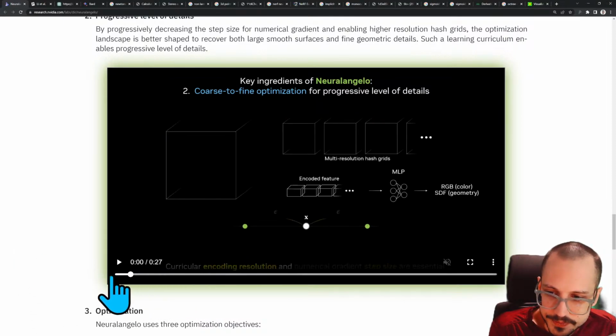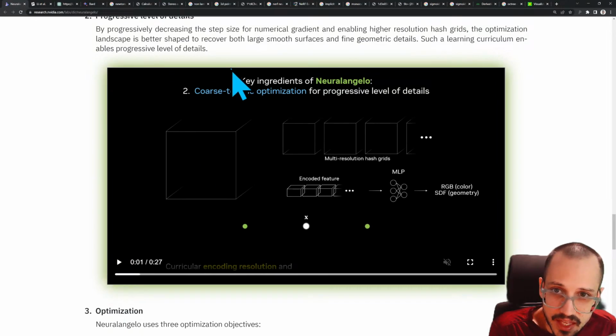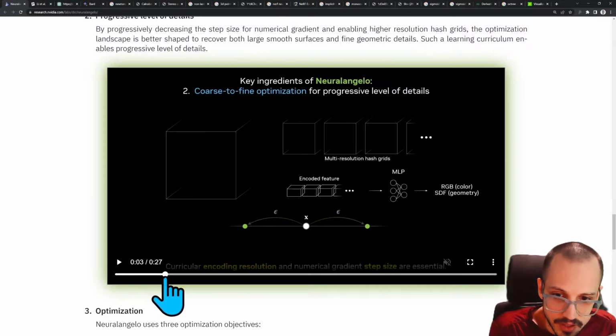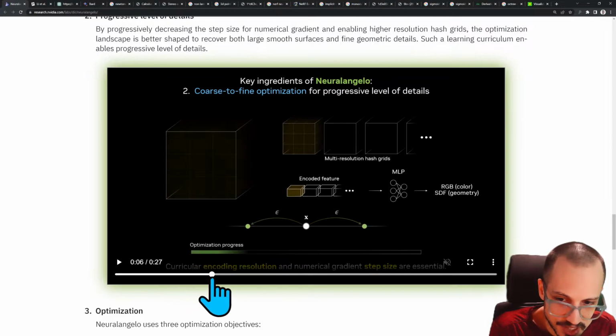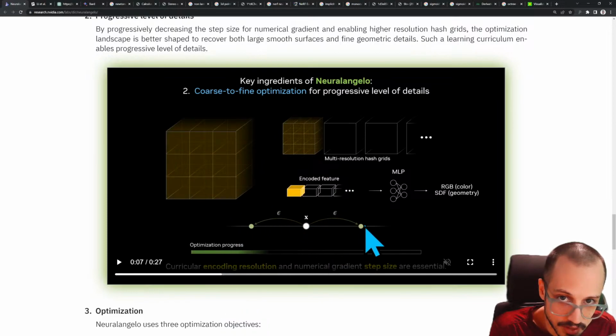Okay, so here we go. We start here. Coarse to fine for progressive levels of detail. So you have L total grids, right? There's going to be 16 total. You start off with 4. You start off with a big step size to do this numerical gradient calculation. And then they said they were decreasing the step size over time, right? So as you get further and further in the optimization process, the step size goes down. And you start from just the coarse grid.